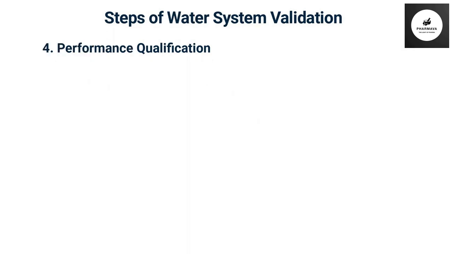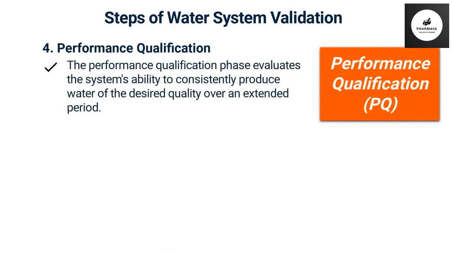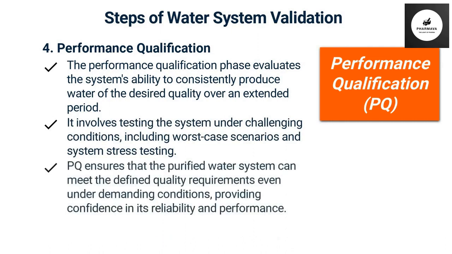Performance qualification. The performance qualification phase evaluates the system's ability to consistently produce water of the desired quality over an extended period. It involves testing the system under challenging conditions, including worst-case scenarios and system stress testing. PQ ensures that the purified water system can meet the defined quality requirements even under demanding conditions, providing confidence in its reliability and performance.